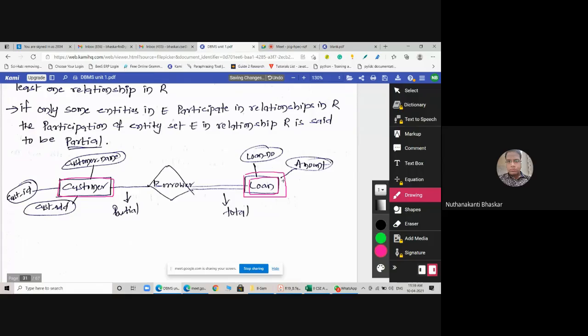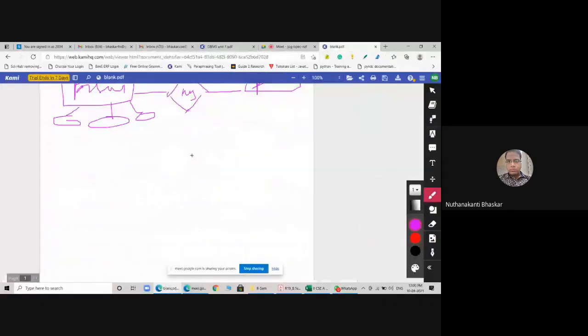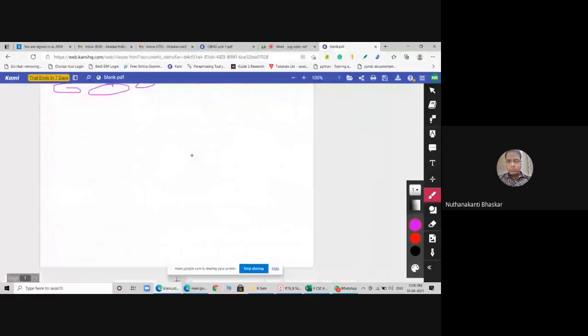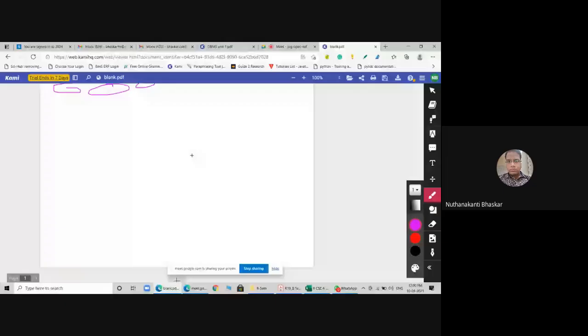The same: employee has parent. Parent is a weak entity in this case, and employee is a strong entity. Can you tell any one example for this from your data set? Please tell me quickly, time is running. One example.